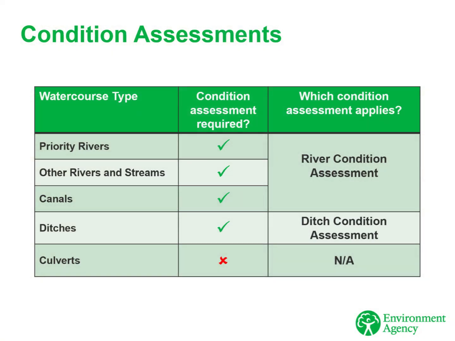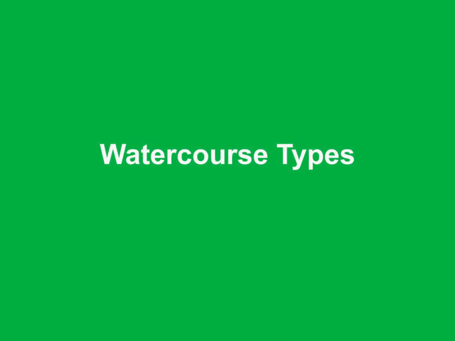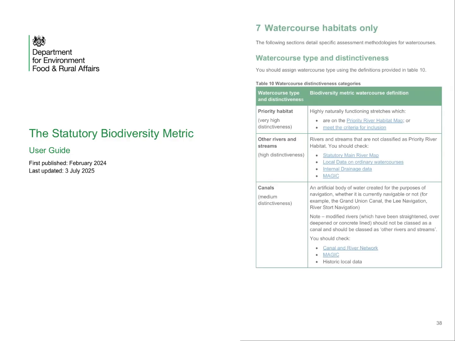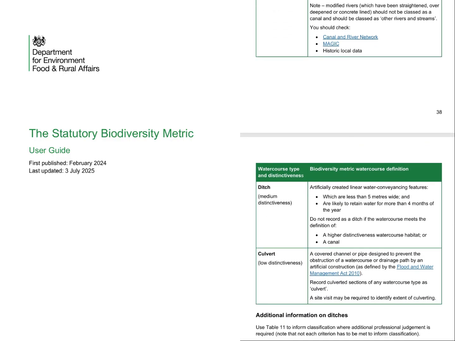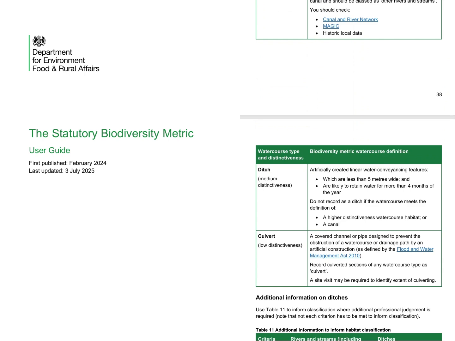It will also ensure that the right habitat condition assessment method is used for the type of watercourse present. There are 5 watercourse types in the statutory biodiversity metric, and each has a different distinctiveness as shown here in the user guide. Existing maps, local knowledge and expert judgment can be used to support the interpretation of distinctiveness.